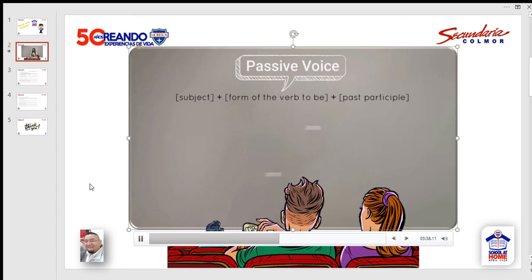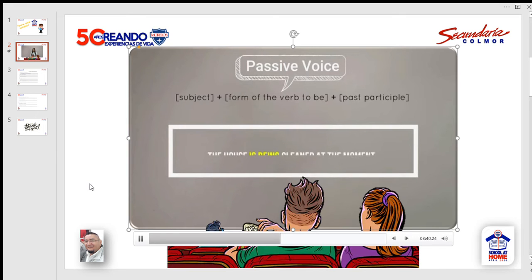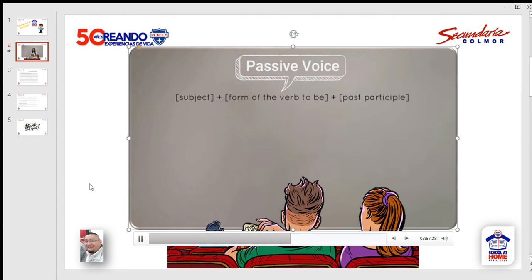Present continuous tense. The house is being cleaned at the moment. The house is a subject. Is being is a present continuous form of the verb to be. Cleaned is a past participle of a verb to clean. At the moment is the rest of the sentence.